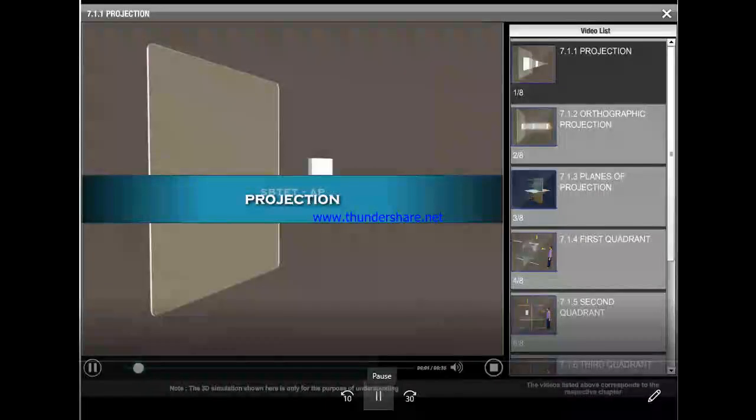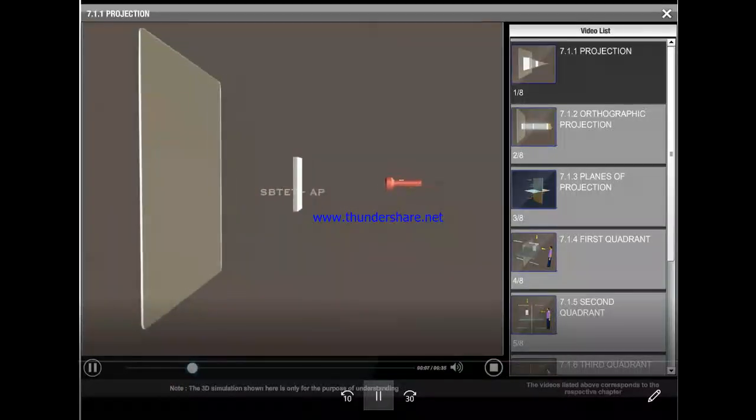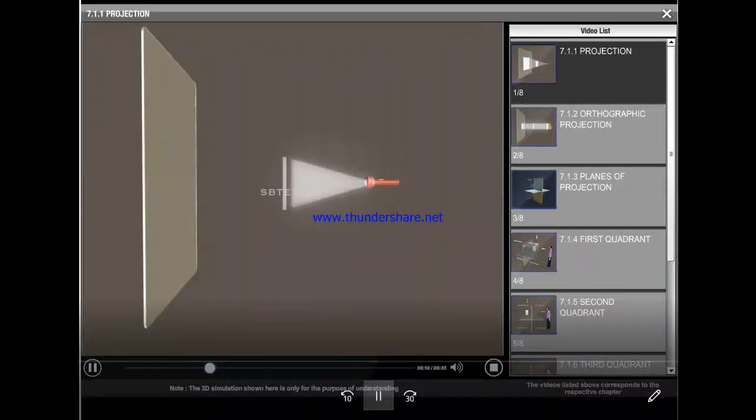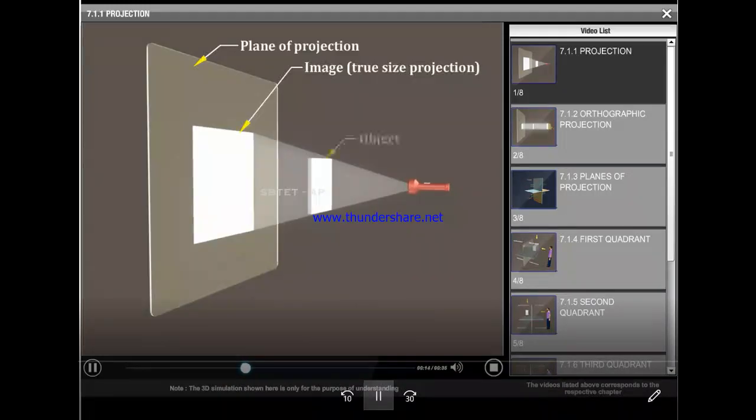In this video, we are going to discuss the concept of projection of an object. Consider a plane of projection, image, object, and an observer. If rays of sight are drawn from the eye of the observer to the object and are allowed to fall on a plane of projection, the object is said to be projected. The rays of sight are also called projectors. In the next video, we will see orthographic projection.